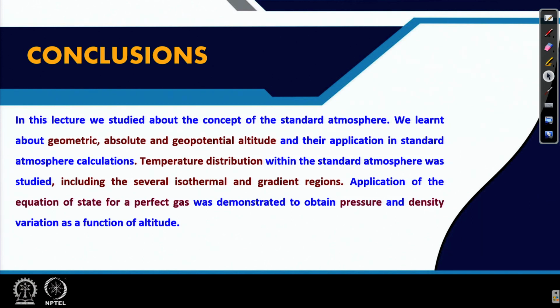In this lecture we studied the concept of the standard atmosphere. We learnt about the different altitudes, geometric, absolute and geopotential, and their application in standard atmosphere calculations. We looked at temperature distribution within the standard atmosphere, where we saw the different isothermal and gradient regions as a function of altitude. We found that the geometric and geopotential altitudes are almost equivalent at lower altitudes. Application of the equation of state for a perfect gas was demonstrated to obtain pressure and density variation as a function of altitude. So, with this we conclude the second lecture.